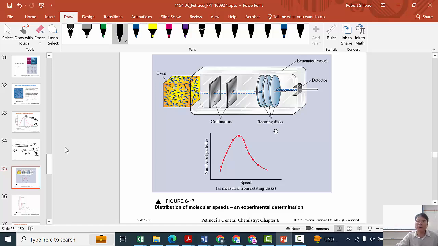Oh, this is how we can measure it. You can measure it using this. This thing's going to segregate things. Depending on how fast it's rotating, it'll segregate the population based on speed. You know, who can make it through the first slit, who can make it through the second slit. And then you just change the speed of rotation, and then you can generate a curve like this, which is a Maxwell-Boltzmann distribution curve.